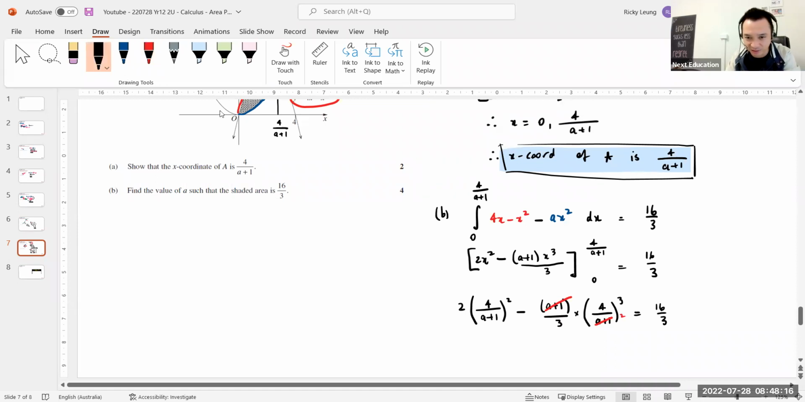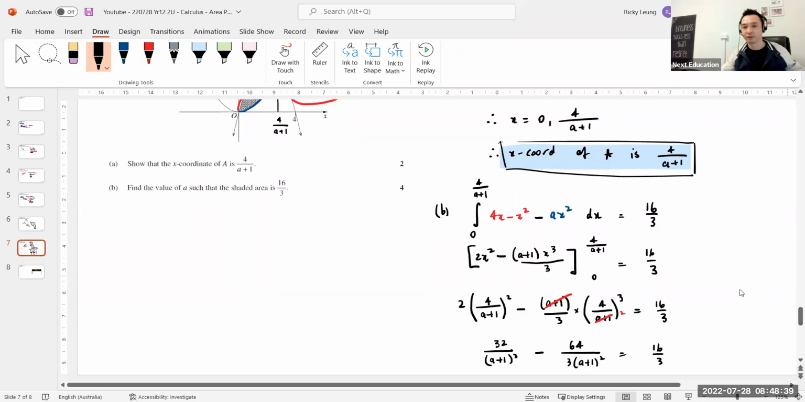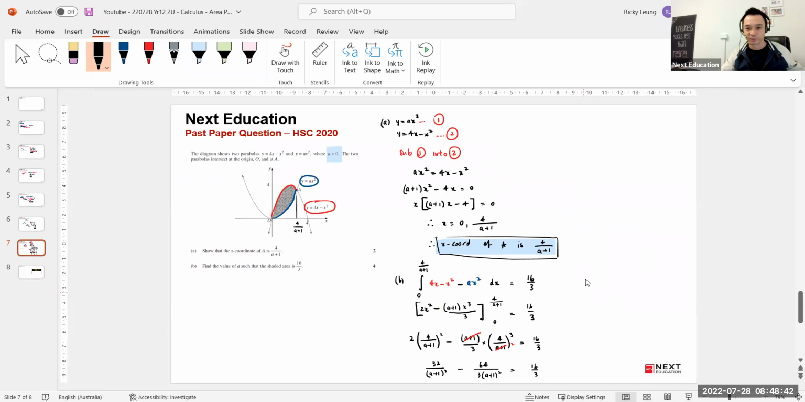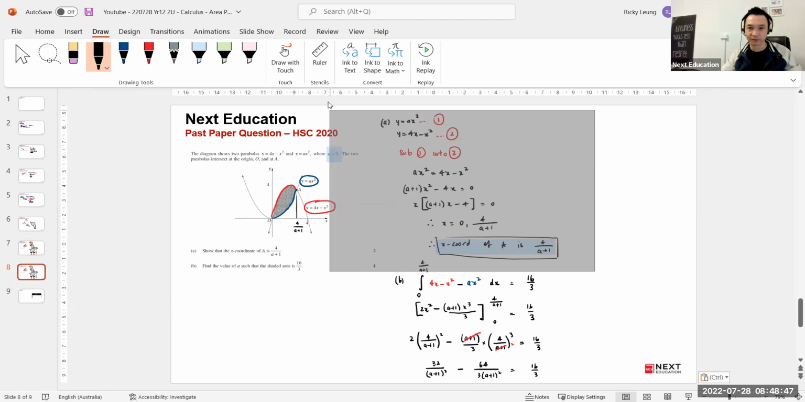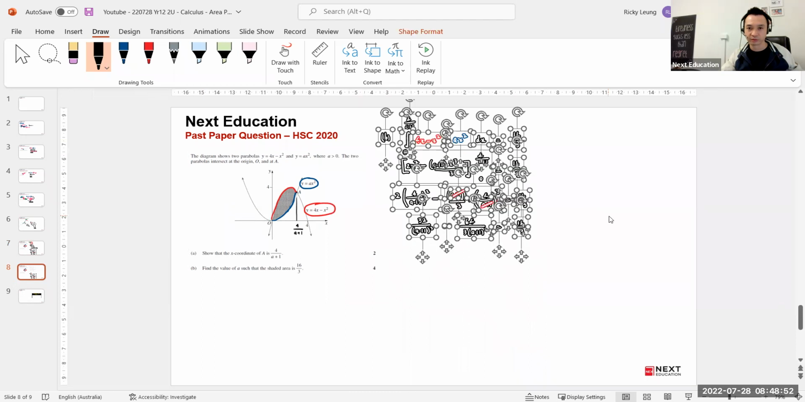2 times 16, that's 32 on a plus 1 squared, minus, what do I have here? 64 on 3, a plus 1 squared, equals 16 on 3. Now it feels like I've run out of space, but okay, I don't need to work. I'm just copying a new slide. I want to maintain that, get rid of that. Do this, zoom.